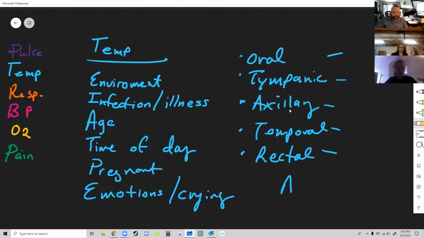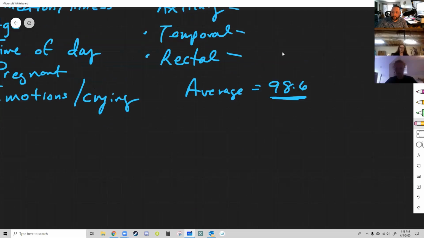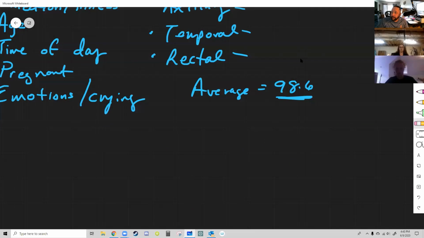But the average temperature, which everybody pretty much knows, is 98.6 degrees. This is not a normal temperature. It's just the average that we measure in human beings. You might have a normal temperature of 95.8 degrees for you individually, but this is the average. If you were to measure all human beings on Earth, it would average out to be 98.6. Now, I have read some literature that with global warming and stuff, this has actually gone up to like 98.9 or 99 now. Just FYI stuff.